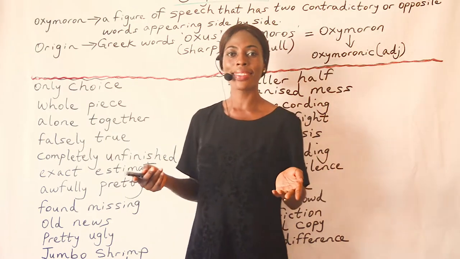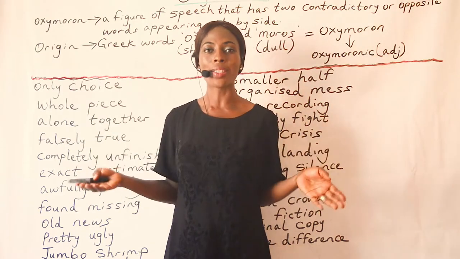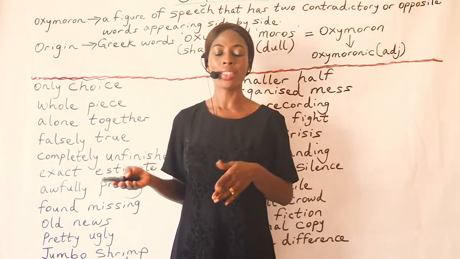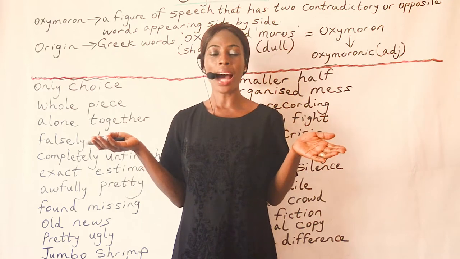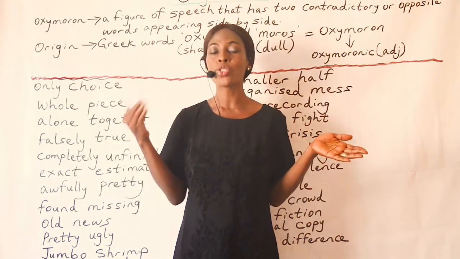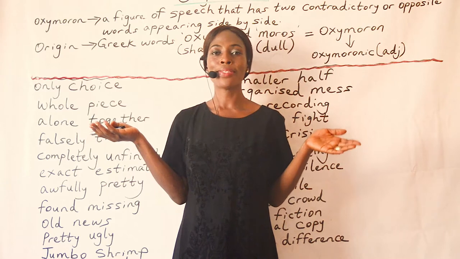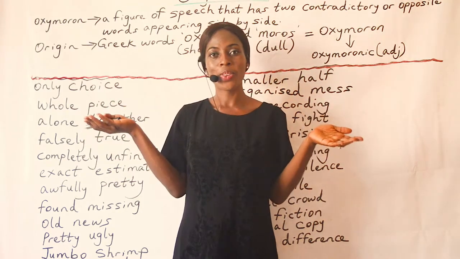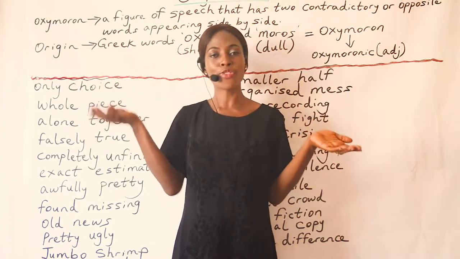Next we have "falsely true." False means it's not true, it is false. You know, you have a question in an exam and it says choose one option, true or false. So you either choose true or you choose false. You can't have "true false" in a sentence. Neither can you have "false true" or "falsely true."